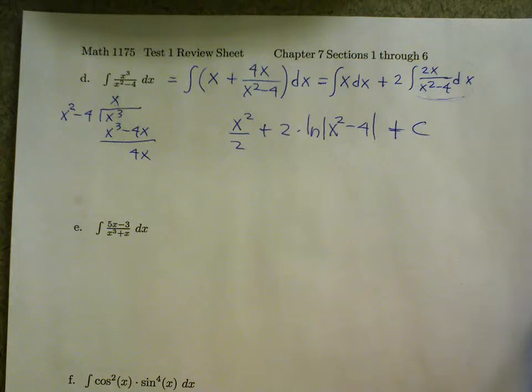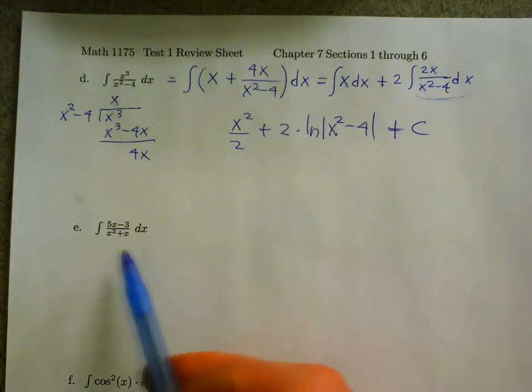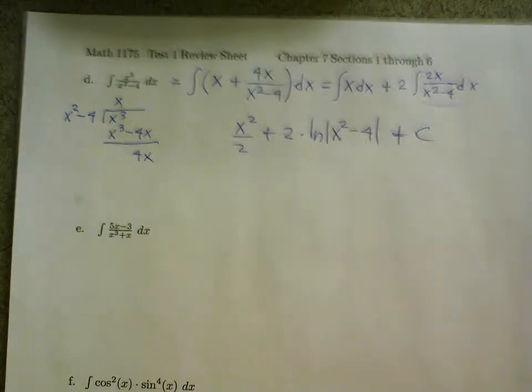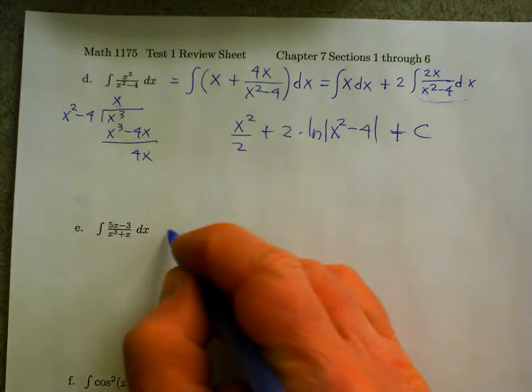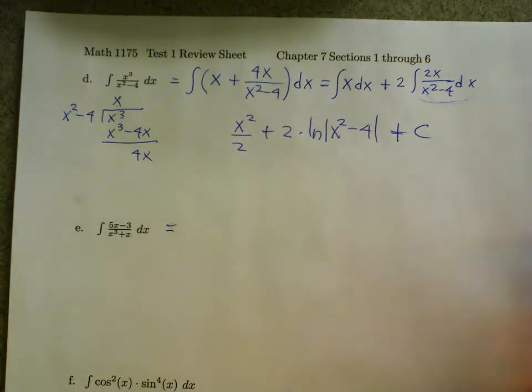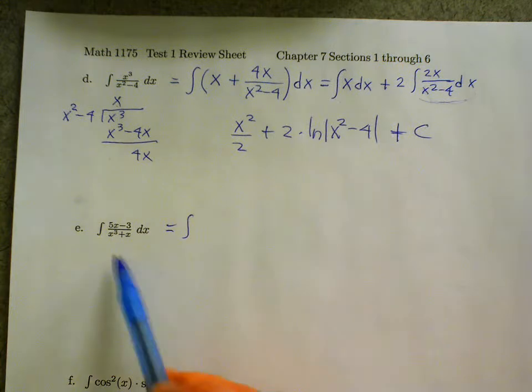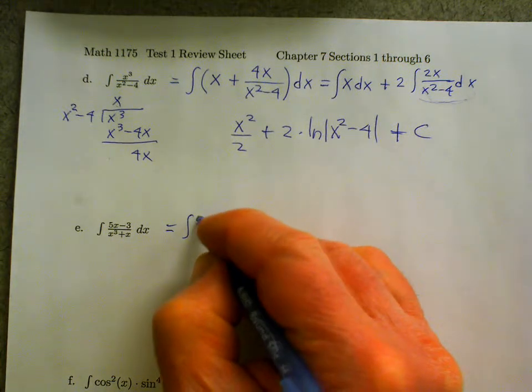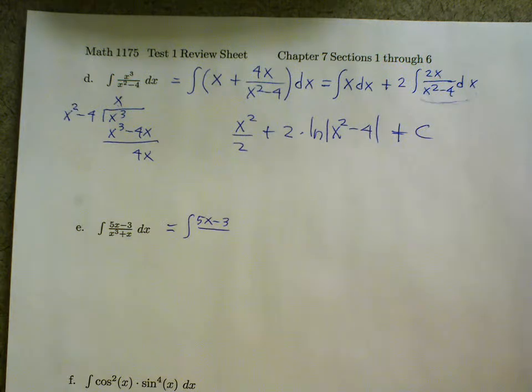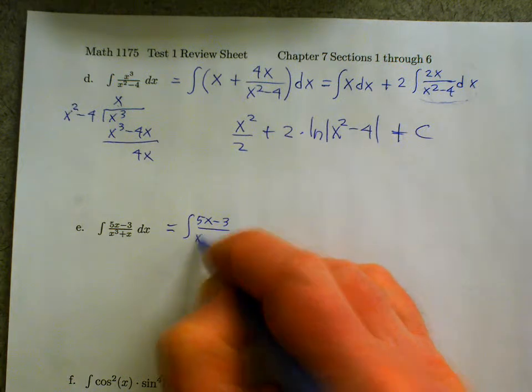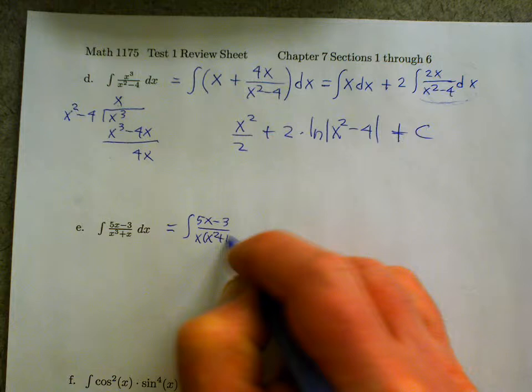It is a rational function, so if you have an integrand that's a rational function, you should at least think, well, can I do, what do we call that? The partial fraction decomposition? Can we apply partial fractions? Yeah, probably. So let's rewrite this as the integral of 5x minus 3 over x times x squared plus 1.